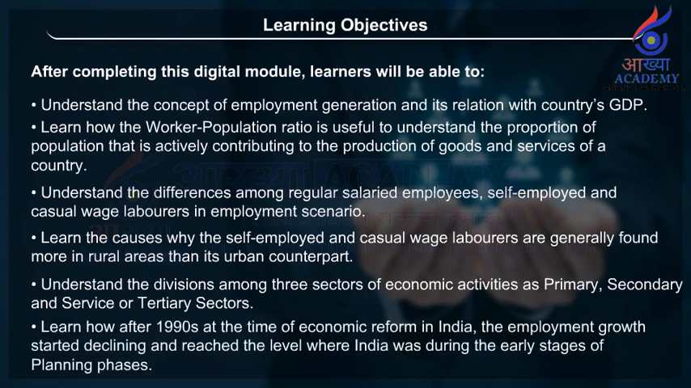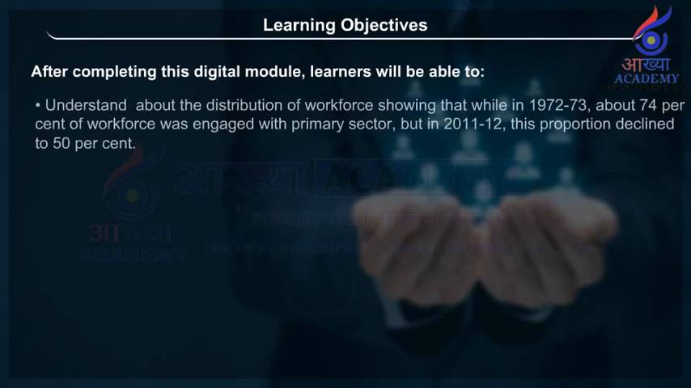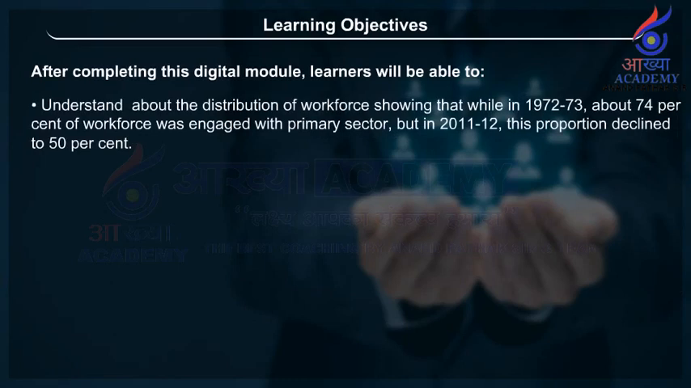Learn how after the 1990s, at the time of economic reform in India, the employment growth started declining and reached the level where India was during the early stages of the planning phases. Understand the distribution of workforce, showing that while in 1972-73 about 74% of the workforce was engaged in the primary sector, in 2011-12 this proportion declined to 50%.